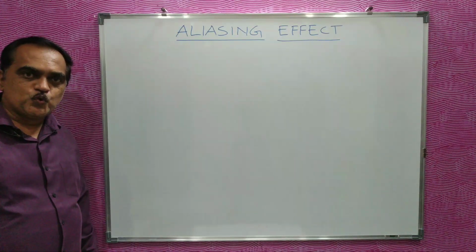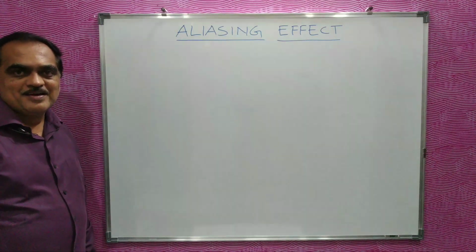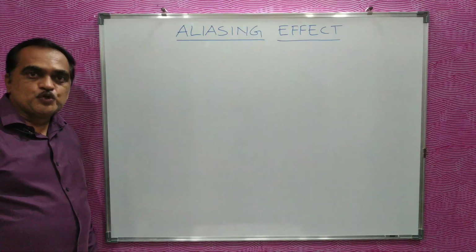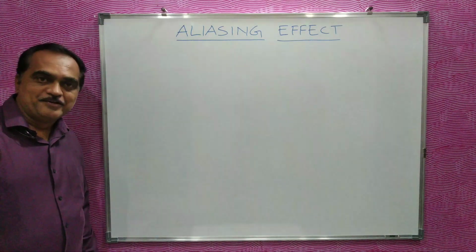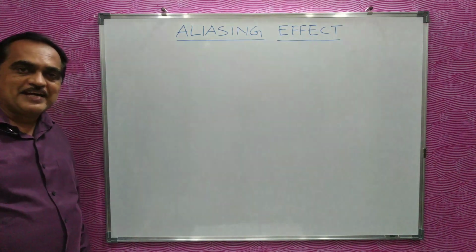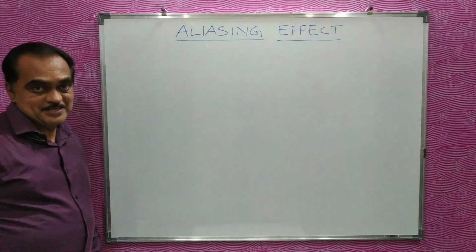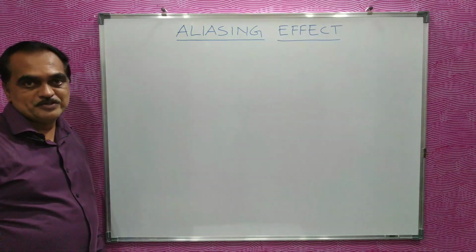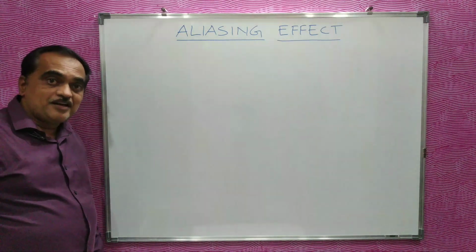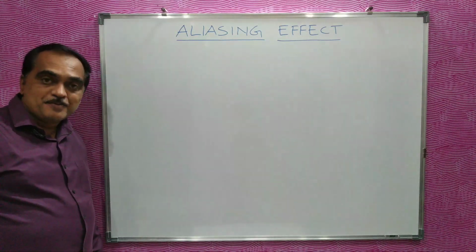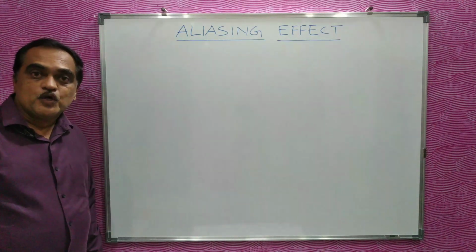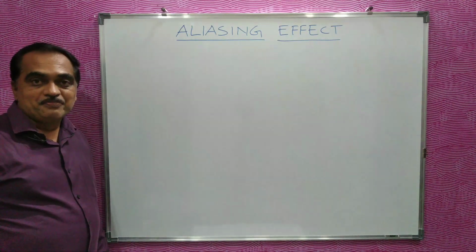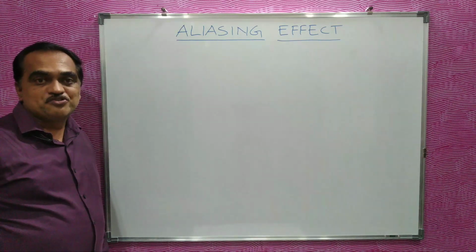Dear students, today we'll see what we mean by aliasing effect. Before going to aliasing effect, we should know what we studied in the sampling theorem. In the sampling theorem, we studied that the sampling frequency Fs should be greater than or equal to twice the highest modulating frequency, so that we can recover the original signal back from its samples at the receiver without any distortion. That was our basic condition for the sampling theorem, and it was also called the Nyquist criteria.